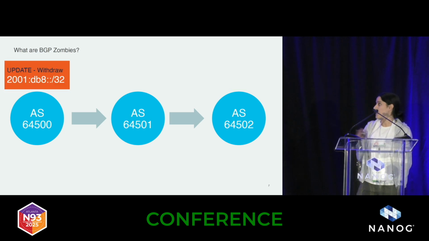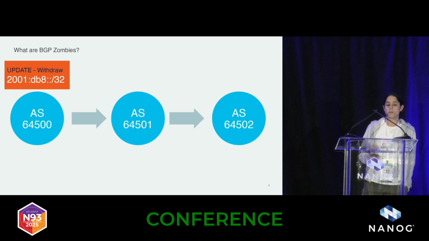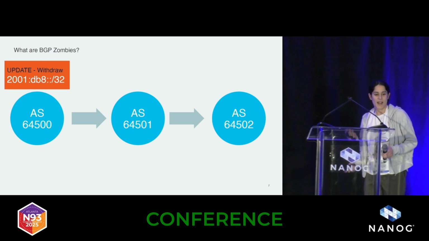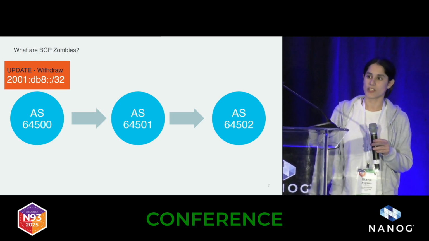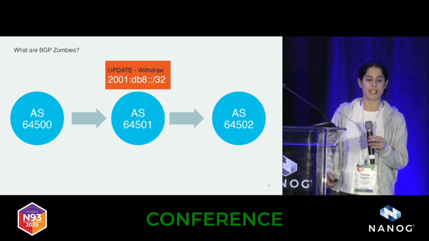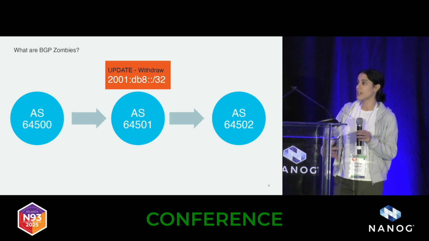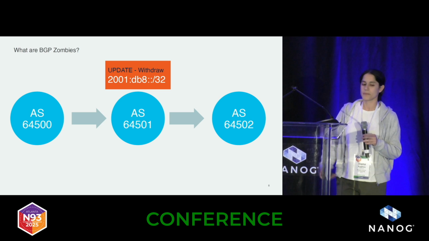If for whatever reason, at some point, your prefix becomes unavailable, either by choice or because, for example, a link went down, you generate another BGP update message called a withdrawal. And this message should also propagate to the whole internet the same way that the announcement did, in order for everyone to now know that they can no longer reach your prefix.